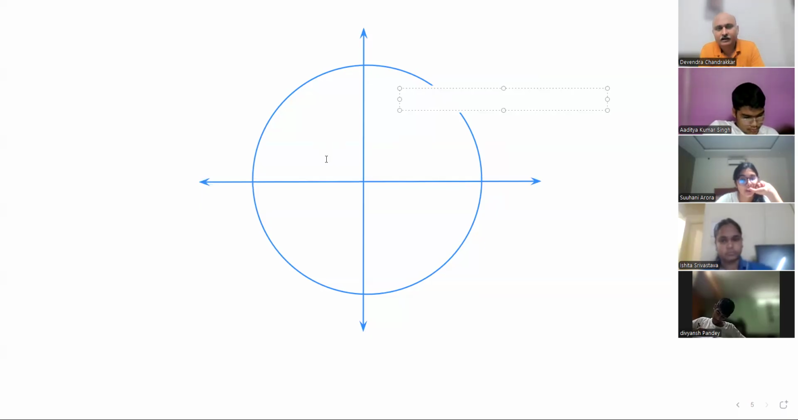सुहानी, तुम्हारे हाफ ईयरली एग्जाम्स कब है बेटा? So they're from 17th to 30th.